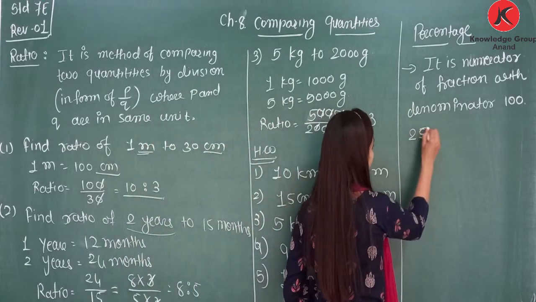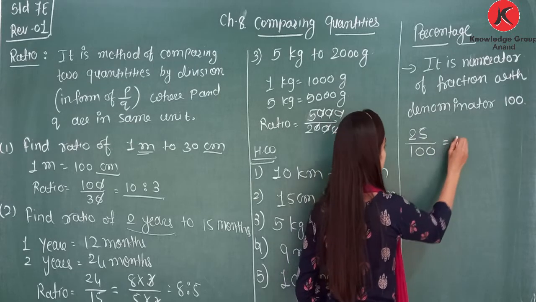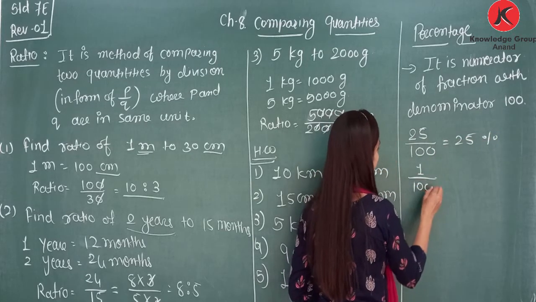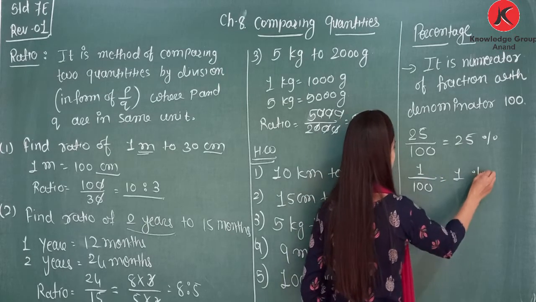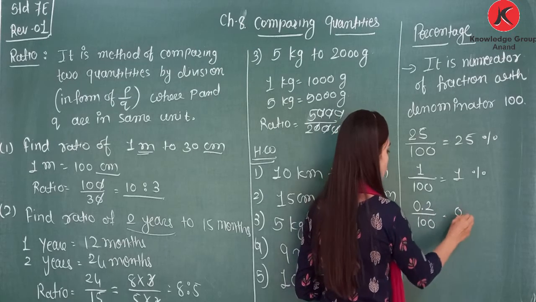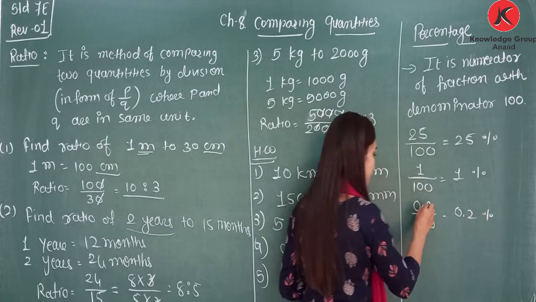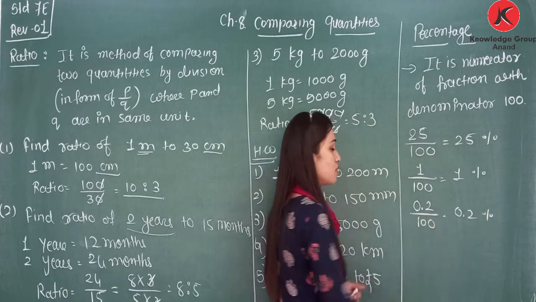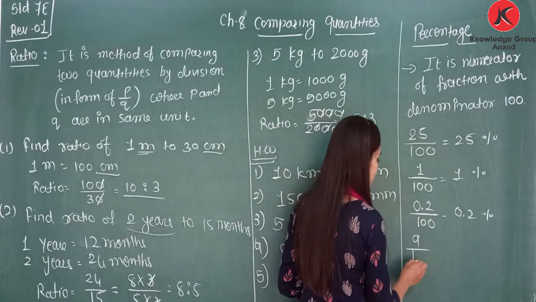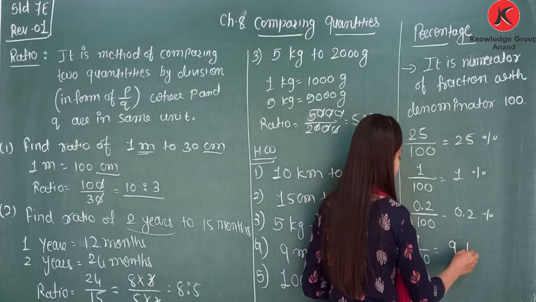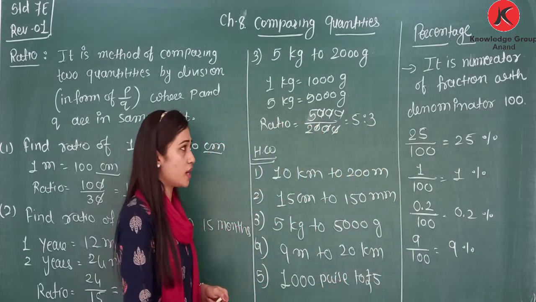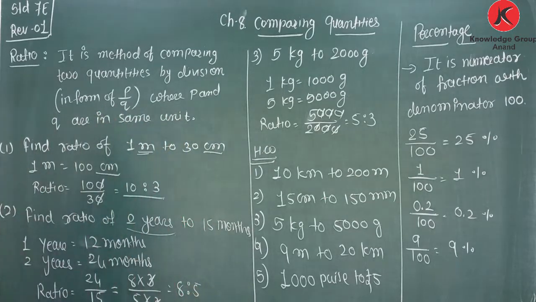For example, if we have 25 by 100, then it is written as 25%. If we have 1 by 100, then it is written as 1%. If we have 0.2 divided by 100, then it is 0.2%. So here the decimal is given, but the denominator is 100, so it is 0.2%. If we have 9 by 100, then it is 9%. So it is the numerator of a fraction with denominator 100. That is what percentage is.